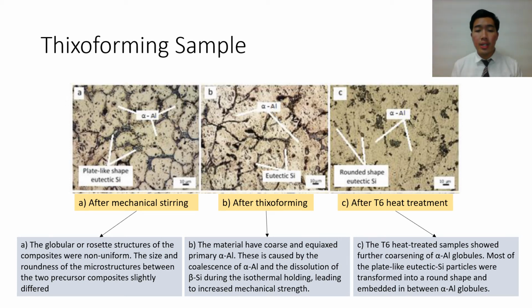This is caused by the coalescence of alpha aluminum and dissolution of beta silicon during the isothermal holding, leading to increased mechanical strength. And lastly, after the T6 heat treatment, the sample shows further coarsening of alpha aluminum globules. Most of the plate-like eutectic silicon particles were transformed into a round shape and embedded in between alpha aluminum globules.